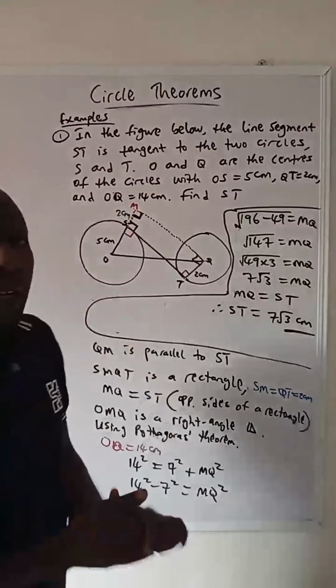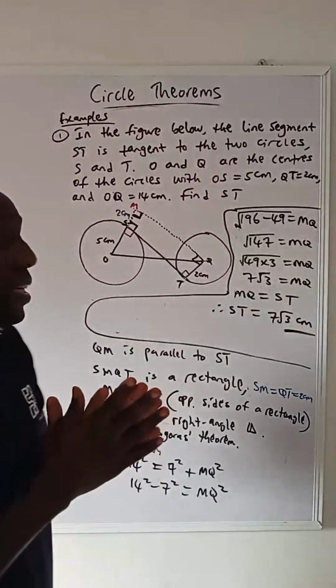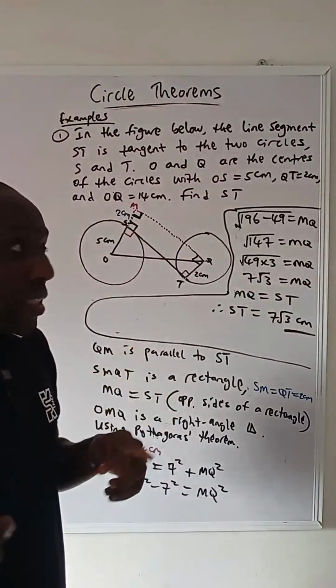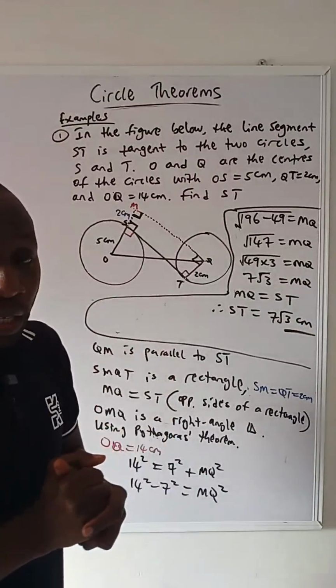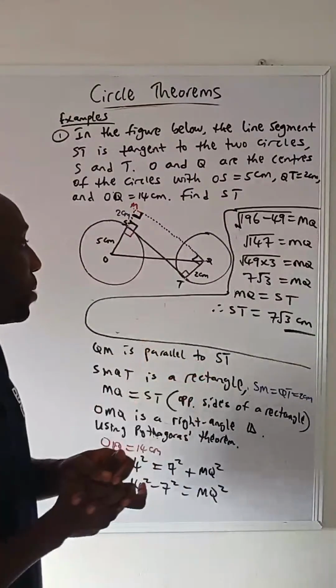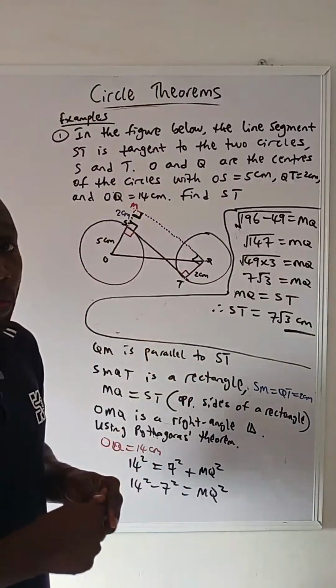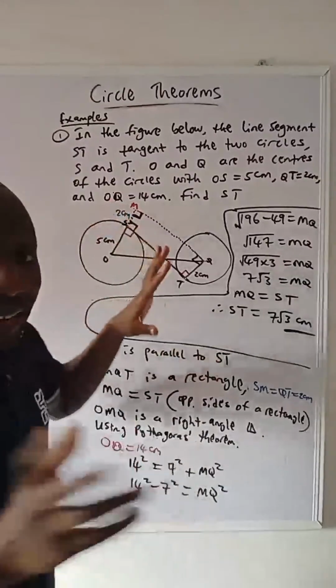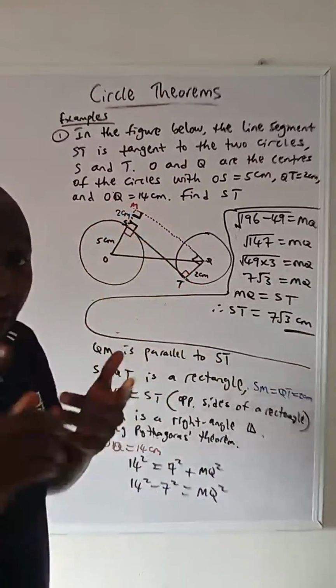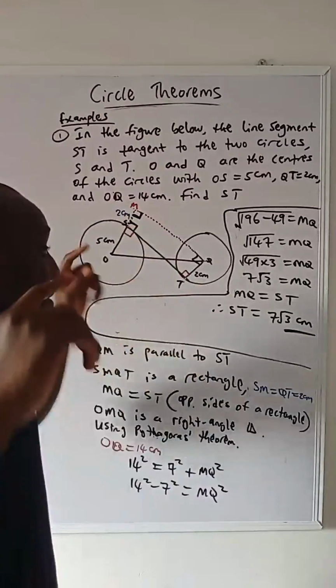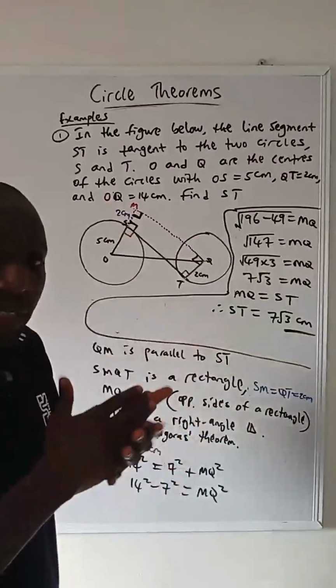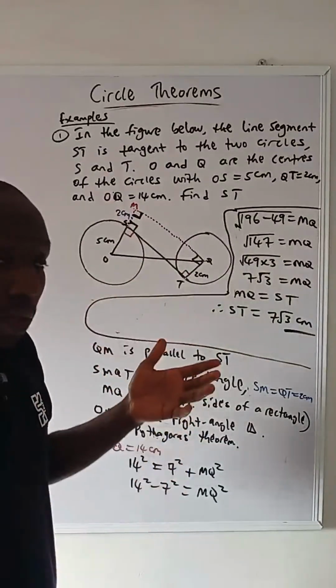So I hope you now understand how to get the length of a common tangent between two circles, okay? This is basically how it is done. Just know that somewhere you get a right angle triangle, because we're dealing with a tangent. We're also dealing with a radius. Wherever a tangent meets a radius, you get 90 degrees, okay?